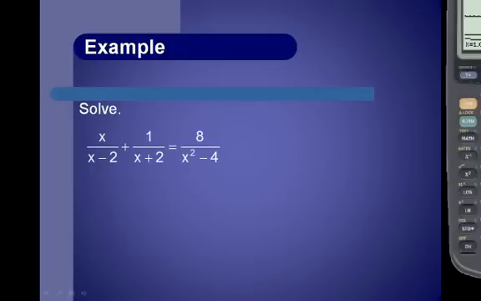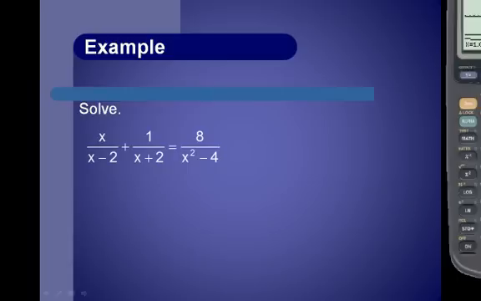Okay, let's do another example. Solve the rational equation x divided by x minus 2 plus 1 divided by x plus 2 equals 8 divided by x squared minus 4. This one is not one fraction equaling one fraction, so we can't cross multiply. So we're going to multiply both sides by the least common denominator.